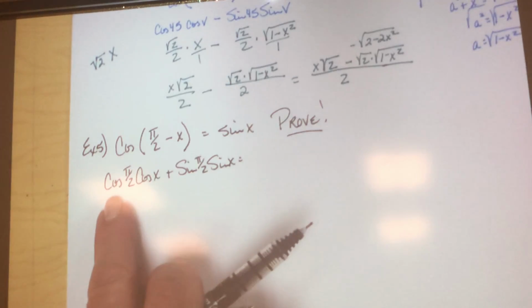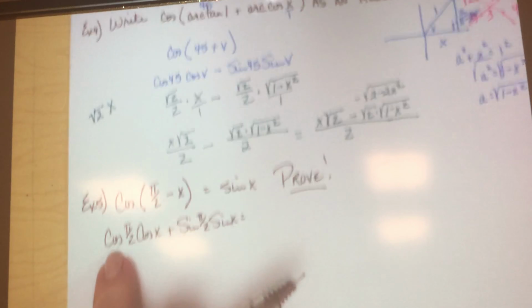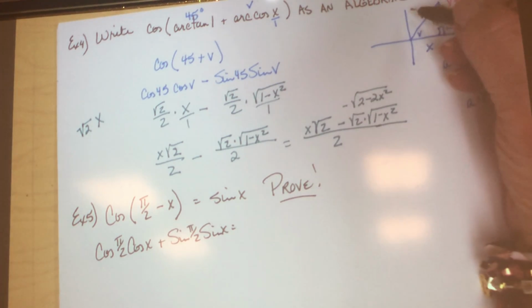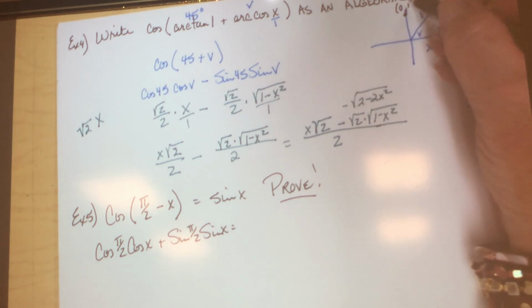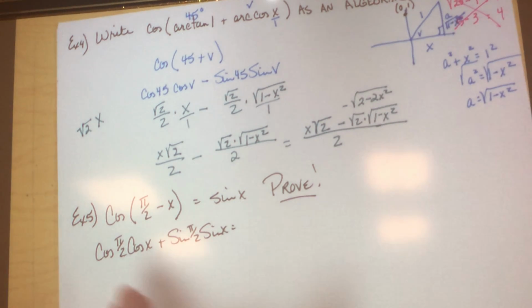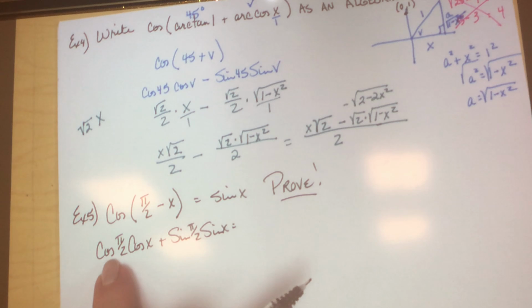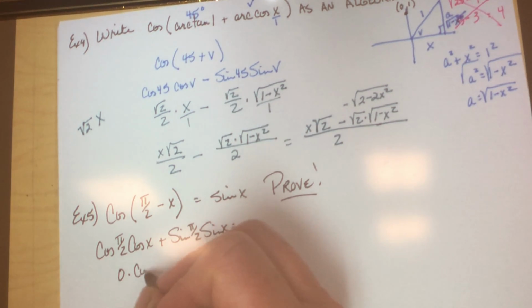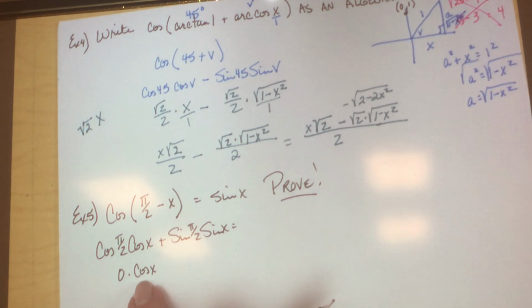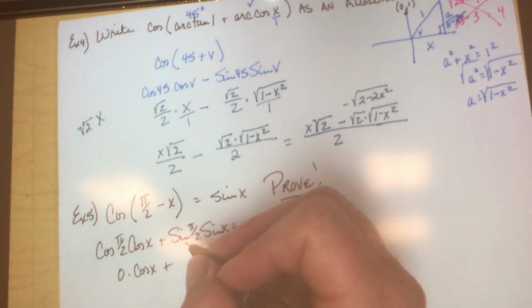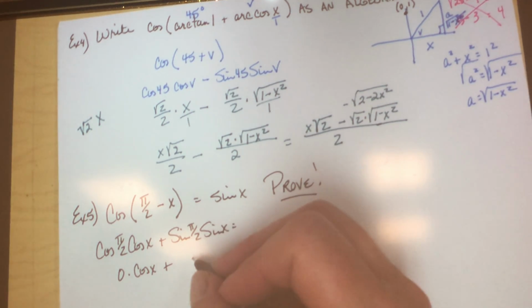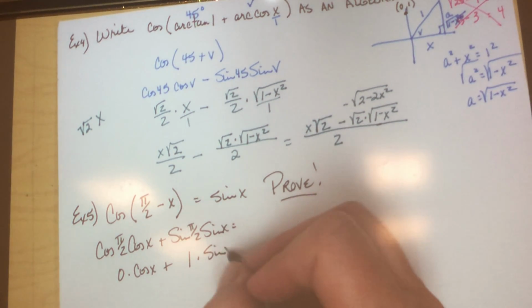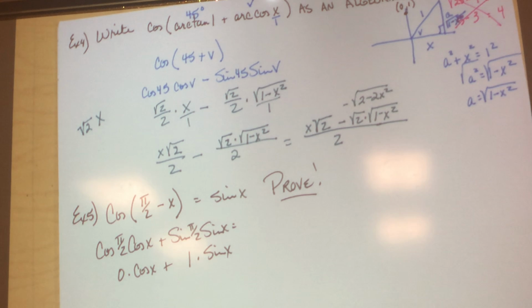Alright, so pi over 2, that's a quadrant angle. It's this quadrant angle right here, guys. 0, 1 is the point. Cosine is the x value. What's the x value? 0. So it's 0 times the cosine of x. Y'all can't do anything with the cosine of x, okay? So plus, what's the sine of pi over 2? 1. 1 times the sine of x.